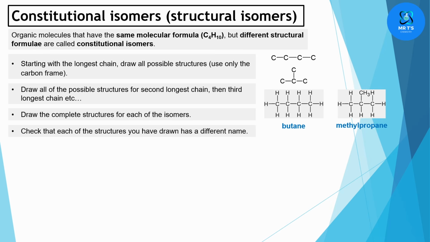It will verify, because you could draw these slightly different, you could draw them bent, but when you went to name them, they would have the same name. So because they have a different name, it means that they must be isomers. Let's have a look at an example of a problem that you might get.